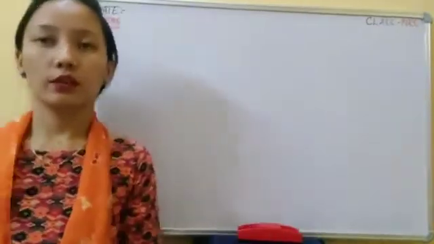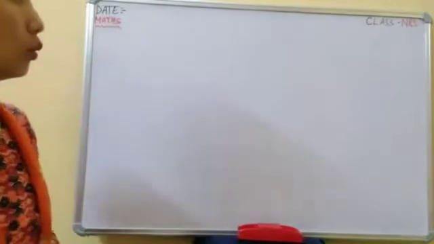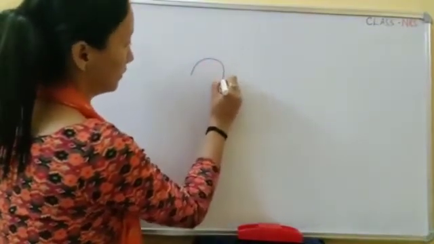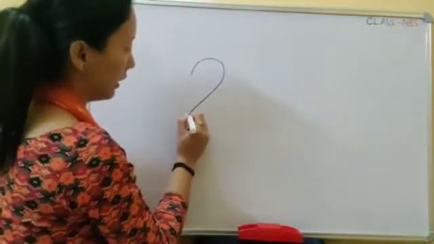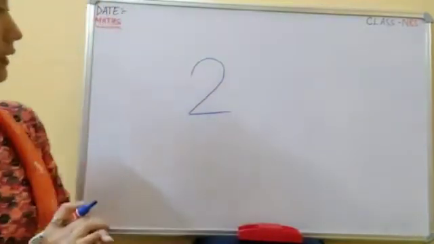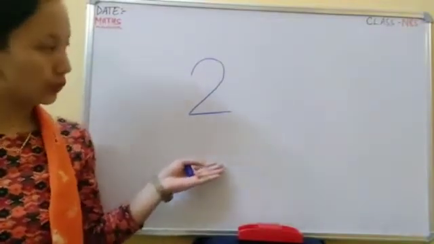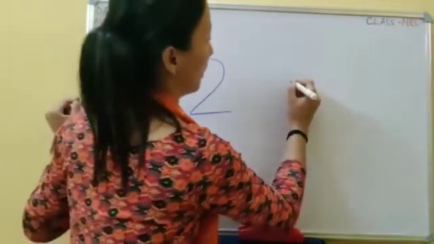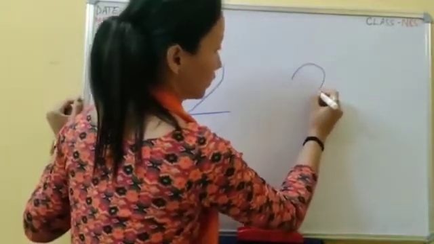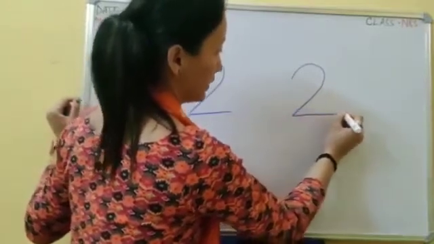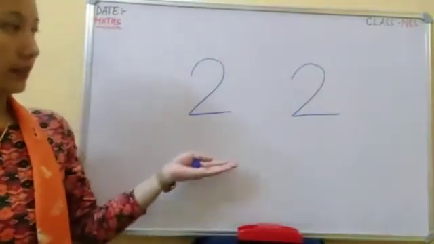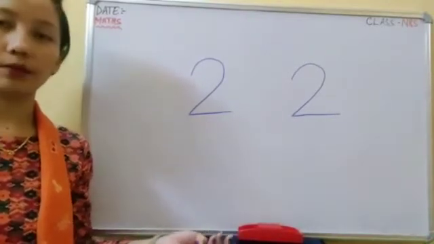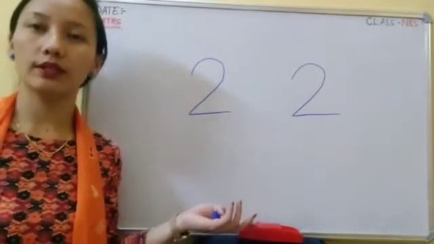Okay, students? So, first, what will you do? You will make a curve. Go down and make a sleeping line. This is number 2. Once again, let's write number 2. Make a curve, go down and make a sleeping line. This is number 2. What is this? This is number 2. Okay students?